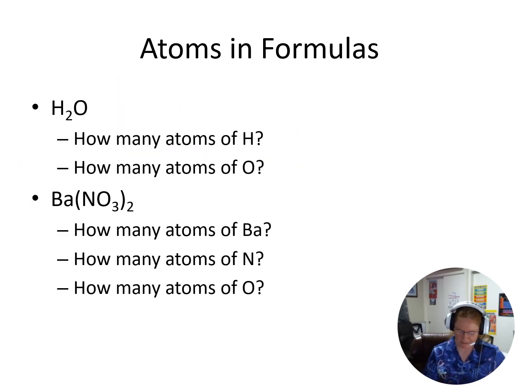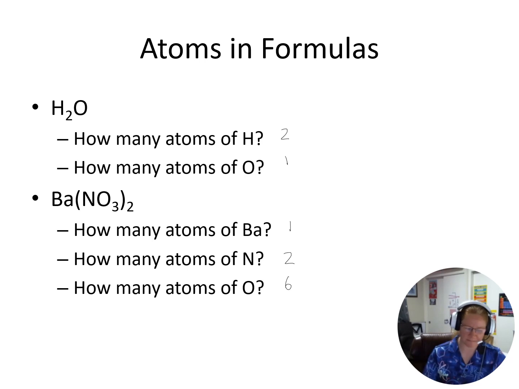So we can just look simply at something like this, where in water, how many atoms of H? Oh, we have 2. How many atoms of oxygen? We have 1. In barium nitrate, we have 1 atom of barium. The nitrate ions in parentheses with 2 of them, which means I have a total of 2 nitrogens. I have 3 oxygens in each nitrate for a total of 2 nitrates, so I have 6 oxygens.